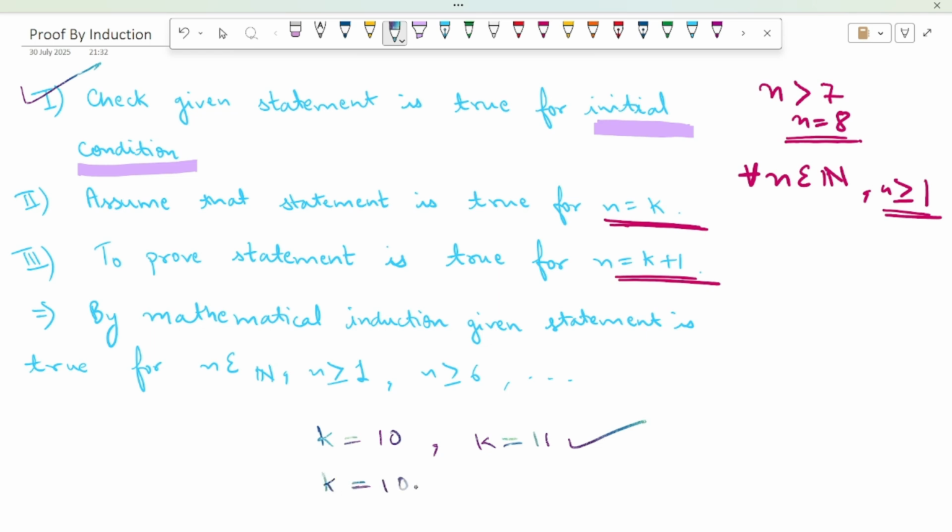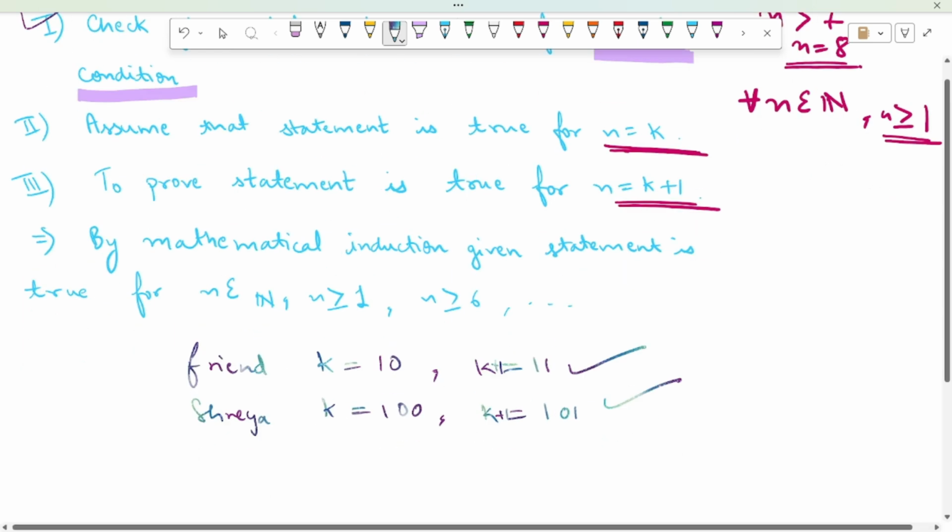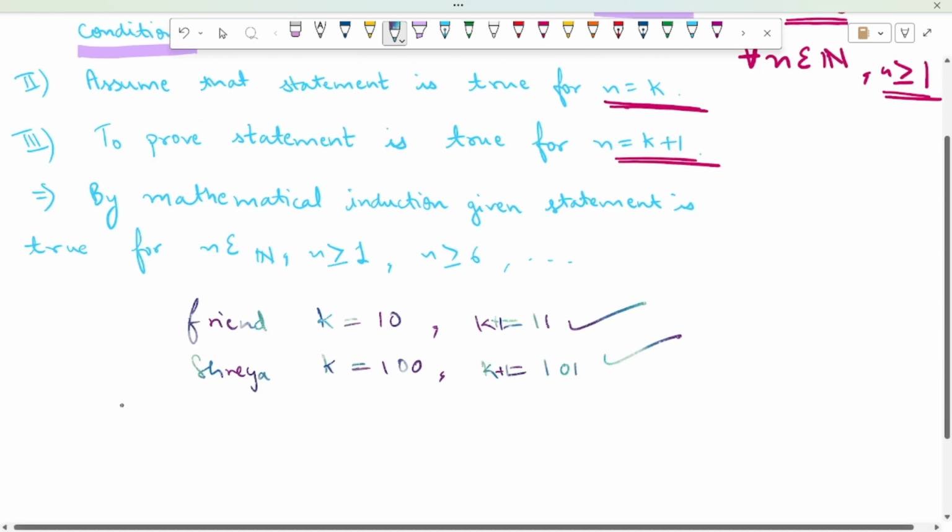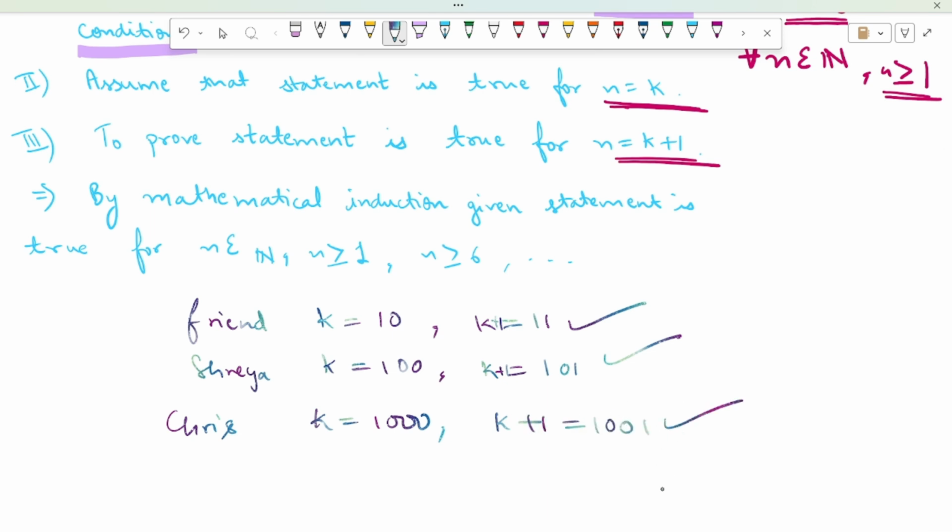If your k is 100, I say I'm taking k as 100. This is your friend's case: he's taking k as 10. I'm taking k as 100. So my k plus 1 will be what? 101. So it holds for that. Now Chris says that k is 1000. Then for Chris, we will show that it's true for 1001. It holds, it works wonderfully.